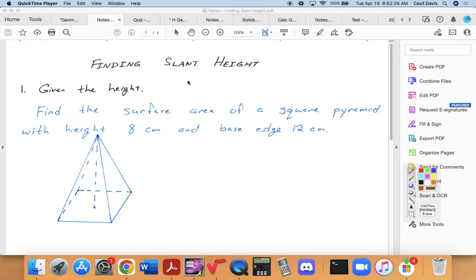But one of the things that happens occasionally is you're not given all of the pieces that you need in order to find particularly the surface area, actually the lateral area. A lot of times you're not given the slant height. So the question is, well, what do I do if I'm not given the slant height? How is that found? It's almost always the Pythagorean theorem.